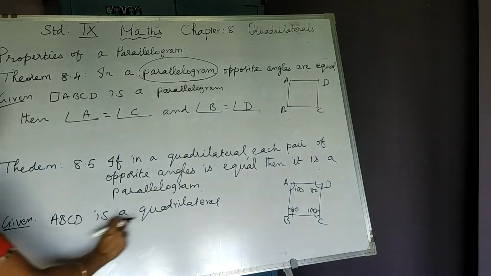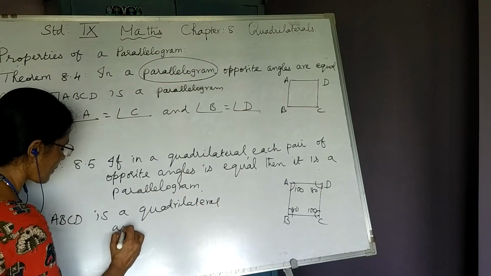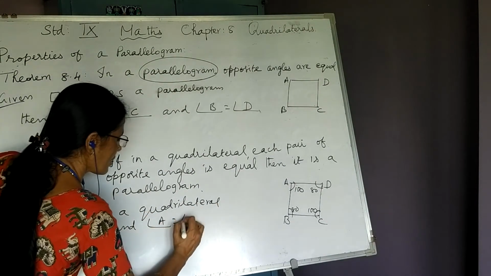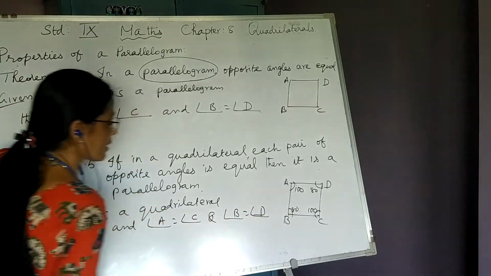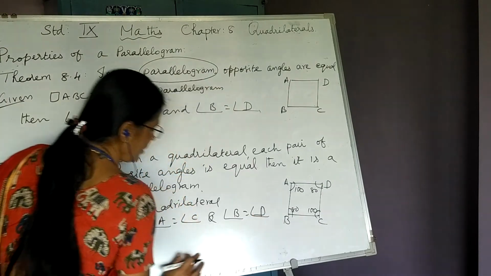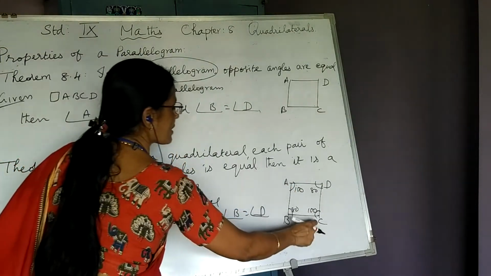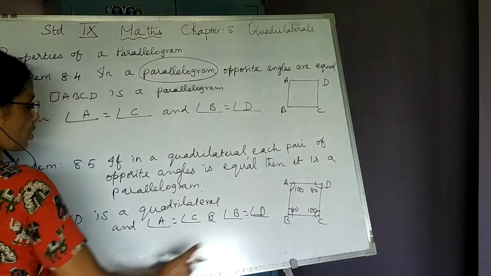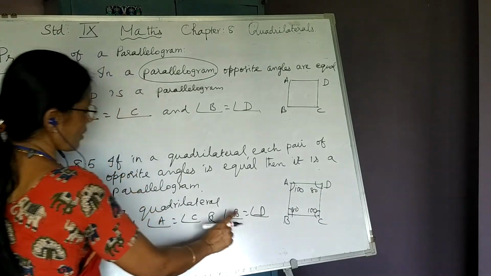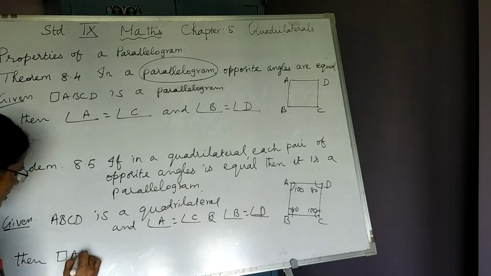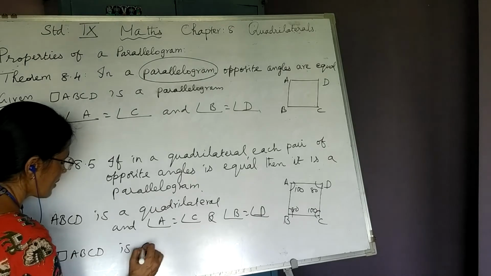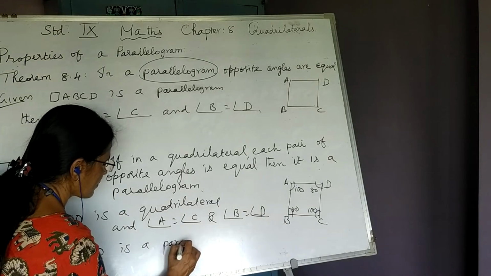So given ABCD is a quadrilateral and angle A equal to angle C and angle B is equal to angle D. So it is a quadrilateral with the condition that opposite angles are equal. Because opposite angles are equal, we can conclude ABCD is a parallelogram. Then quadrilateral ABCD is a parallelogram.